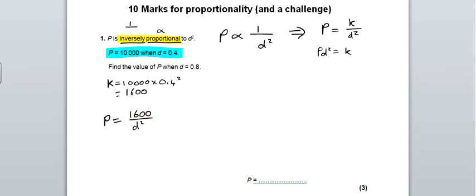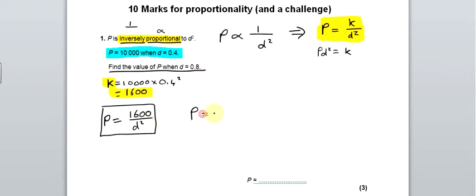So what I've done is I've taken this thing here and I've stuck K in it to get my equation. That's not my final answer though. This helps me get my answer. My final answer, it says find the value of P when D equals 0.8. So it's very trivial. P is equal to 1600 divided by 0.8 squared. So 1600 divided by 0.8 squared is equal to 2,500. And that's the answer.